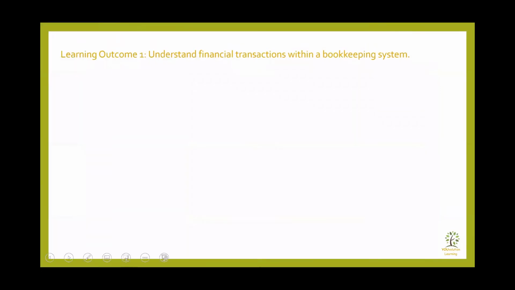Before we do that, let's take a look at the great advice that the examiner is giving us for this task. They tell us that this is looking at learning outcome 1, which is understand financial transactions within a bookkeeping system. If you take a look at the qualification specification, you will see that there are quite a few little bits covered within learning outcome 1, and I'll go through in particular what this is looking at.